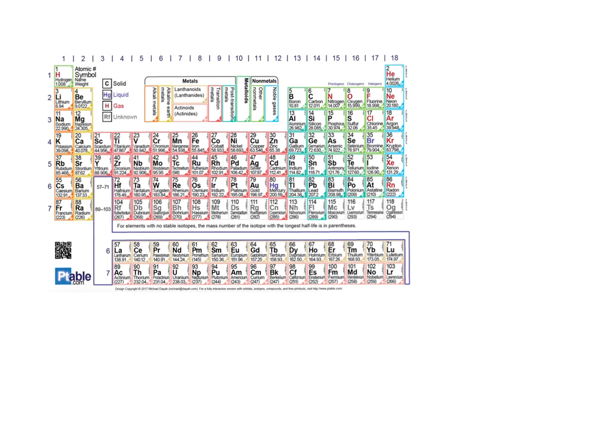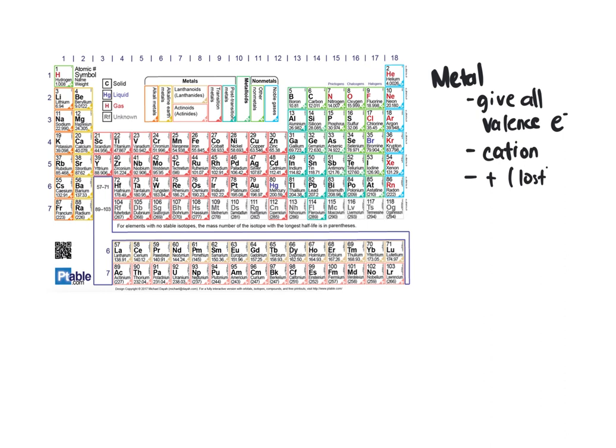This one is specifically for finding your ionic forms for your elements, okay? So let's just remind ourselves that when we have a metal, our metals usually give all valence electrons, and then the charge, this will be a cation, which means your charge will be positive depending on how much you lost.